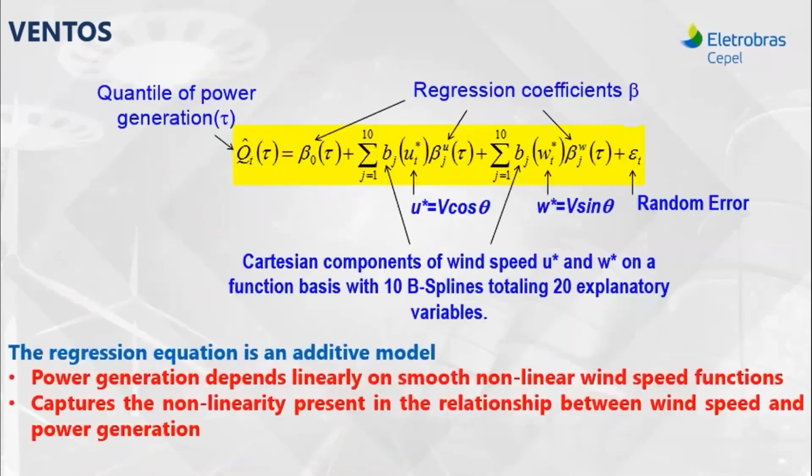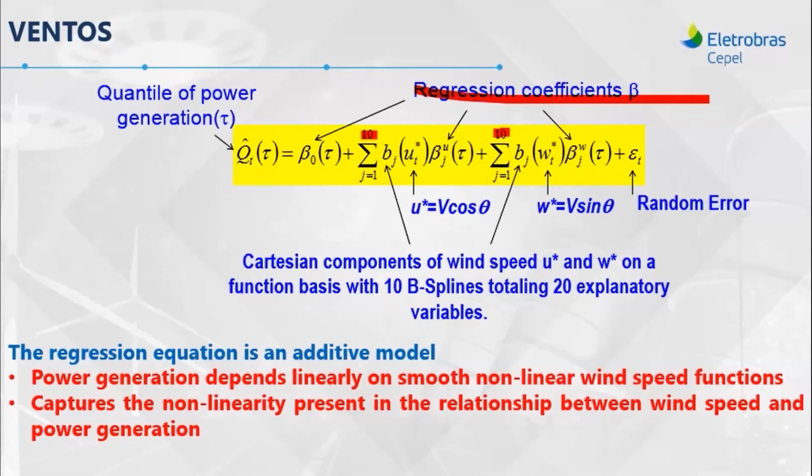So this is our model. We have an equation of this type for each quantile, and of course we can define which quantiles we want. So we have to estimate these parameters for each equation for each quantile. Okay, we have to estimate the regression parameters. And for each component we have to estimate 10 b-splines for each component. Okay, so this is how we capture nonlinearity present in the relationship between wind speed and power generation.